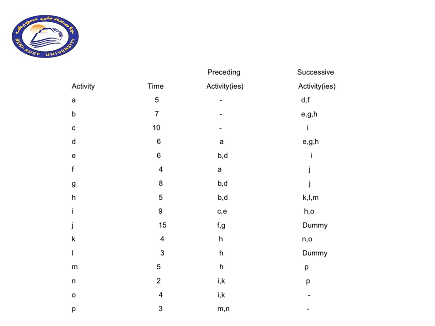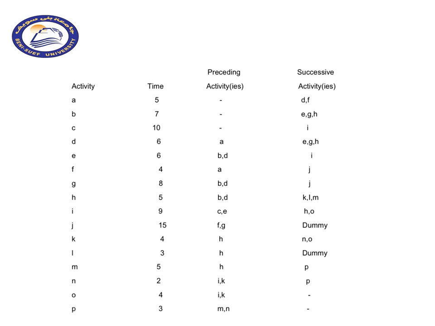The times of each activity are given in the second column. Activity A takes 5 points in time, 5 weeks, 5 days, 5 months, whatever. It takes 5 points in time. Activity B takes 7, activity C takes 10, and so on for the other activities' times.